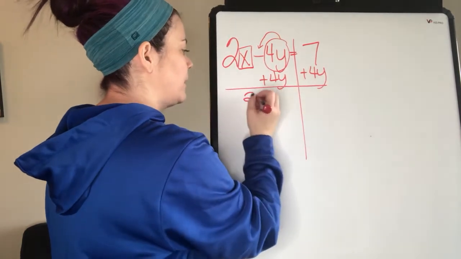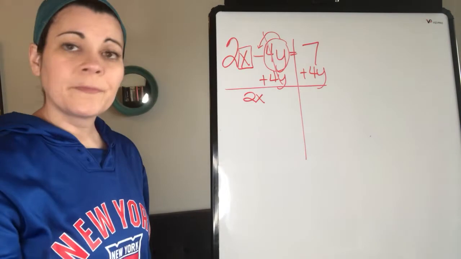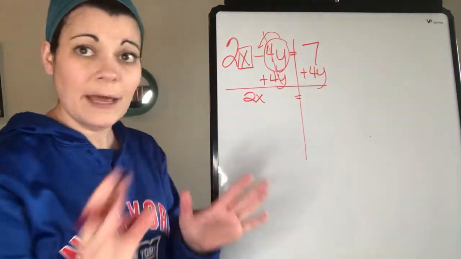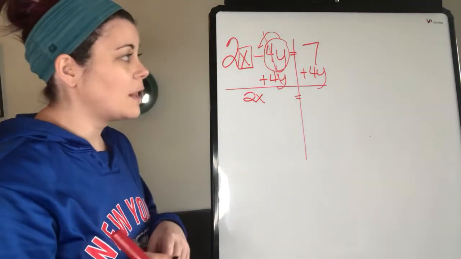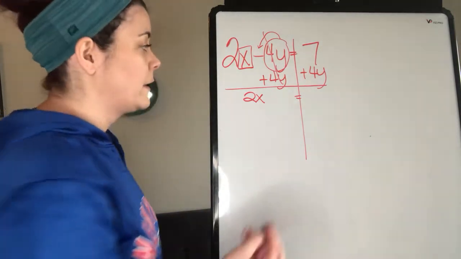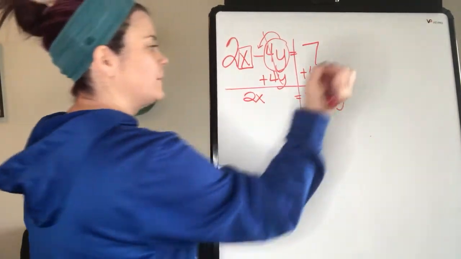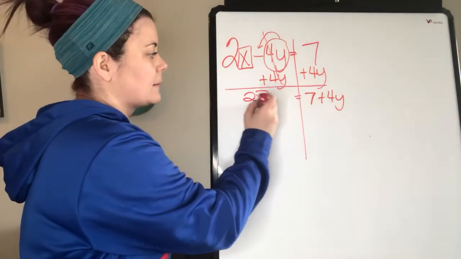Here we have 2x. A negative 4y plus positive 4y is just 0, and then 2x is left. And then 7 plus 4y, I cannot combine those. If you don't remember that, watch the combine like terms videos. They are not like terms. One has a y, one has a 7. So I simply rewrite it: 7 plus 4y.